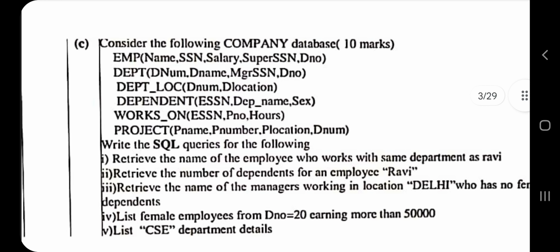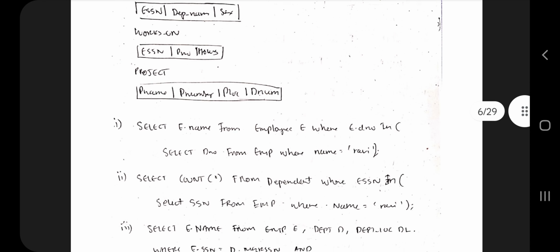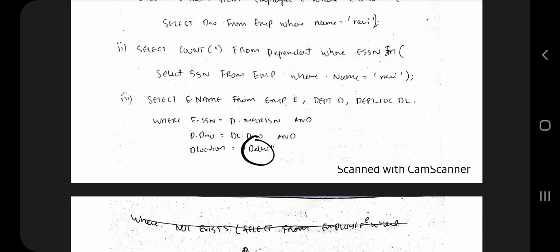We will be matching department location and department, because the condition given is location Delhi. So we'll be matching these two, where D number is equal to the D number in the department location, and finally we'll write D.department location is equal to Delhi. So the third condition is that department location is equal to Delhi.